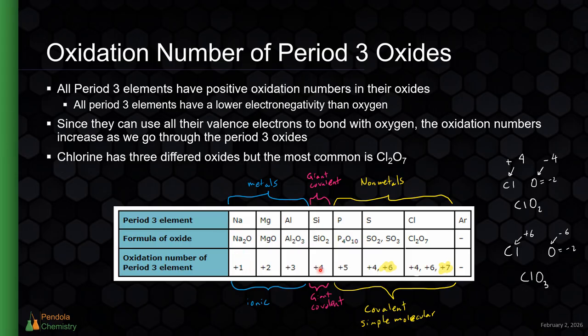Notice the patterns, they increase in electronegativity, and how, as we go from the ionic to giant covalent to simple molecular oxides of the period 3 elements, the simple molecular ones get more complex as we get more different compounds that can be created because they're covalent, as opposed to the ionic, which always have the same ratio.